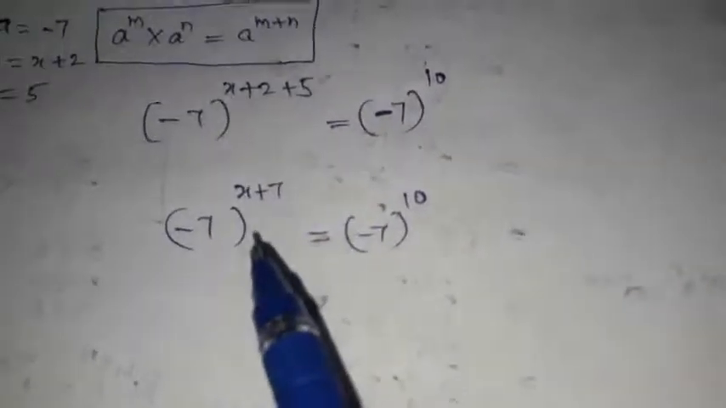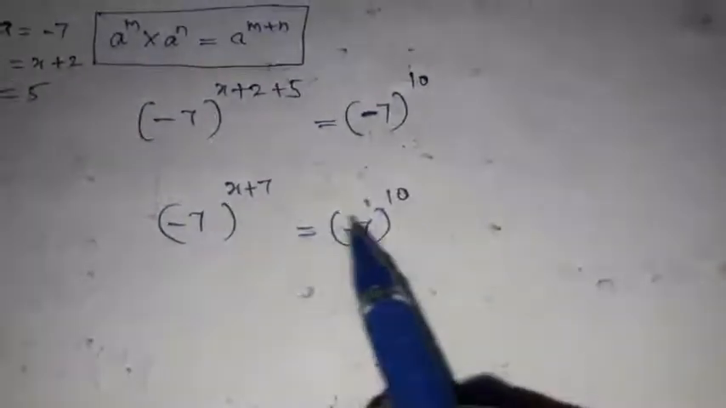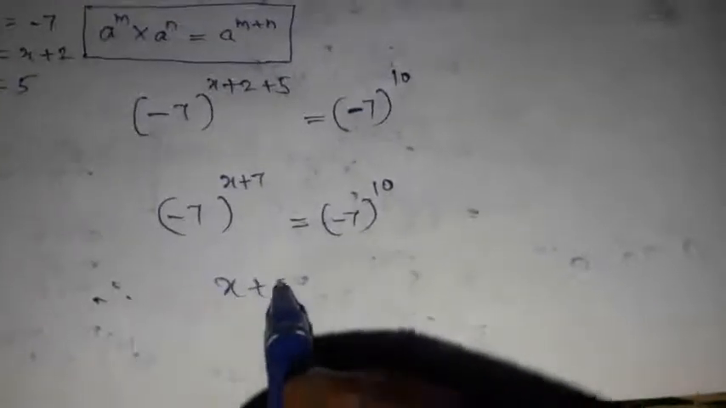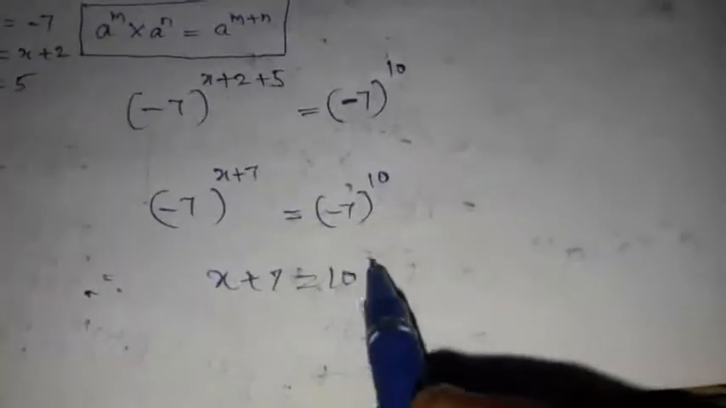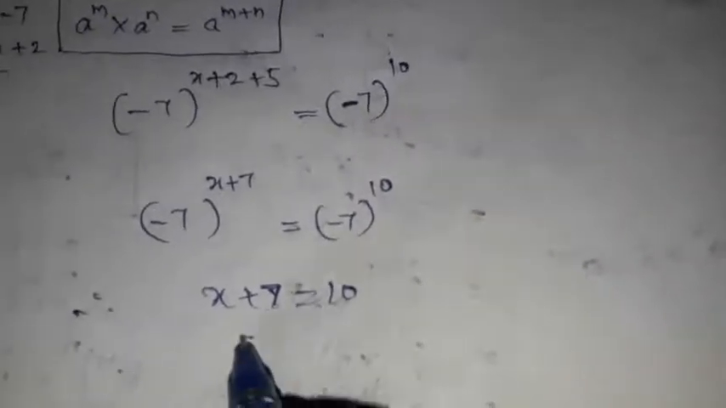Then see, since the bases are equal, we can equate the exponents. Therefore, x plus 7 equals 10. When we transpose plus 7 to the right side, it will become minus 7. So x equals 10 minus 7. So the value of x equals 3.